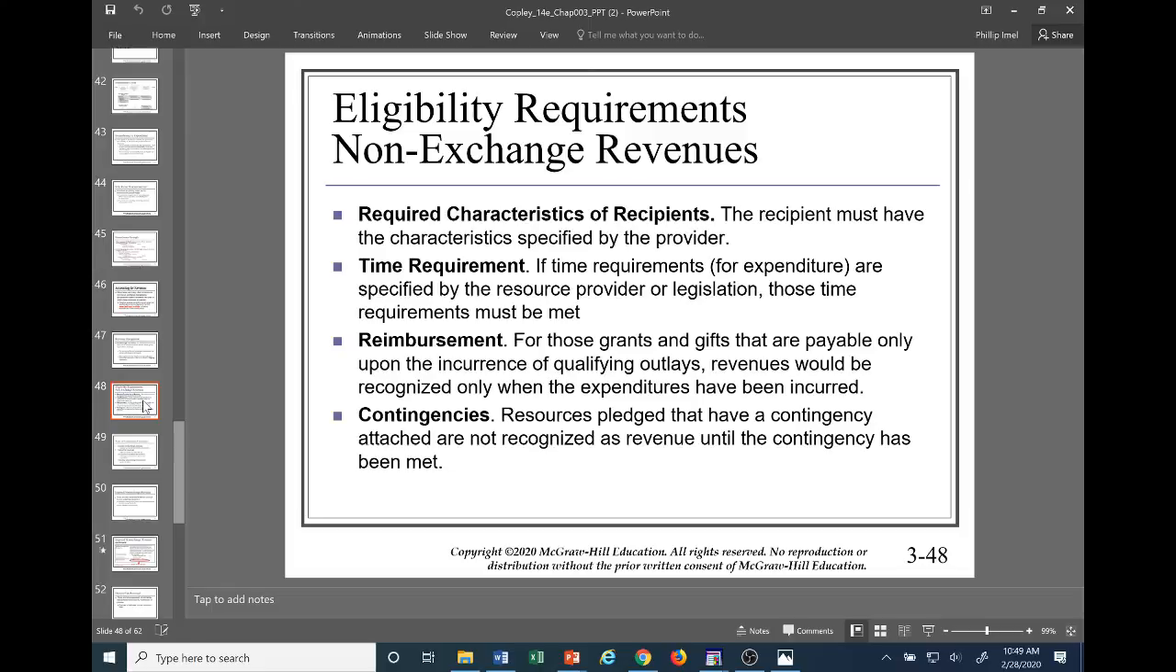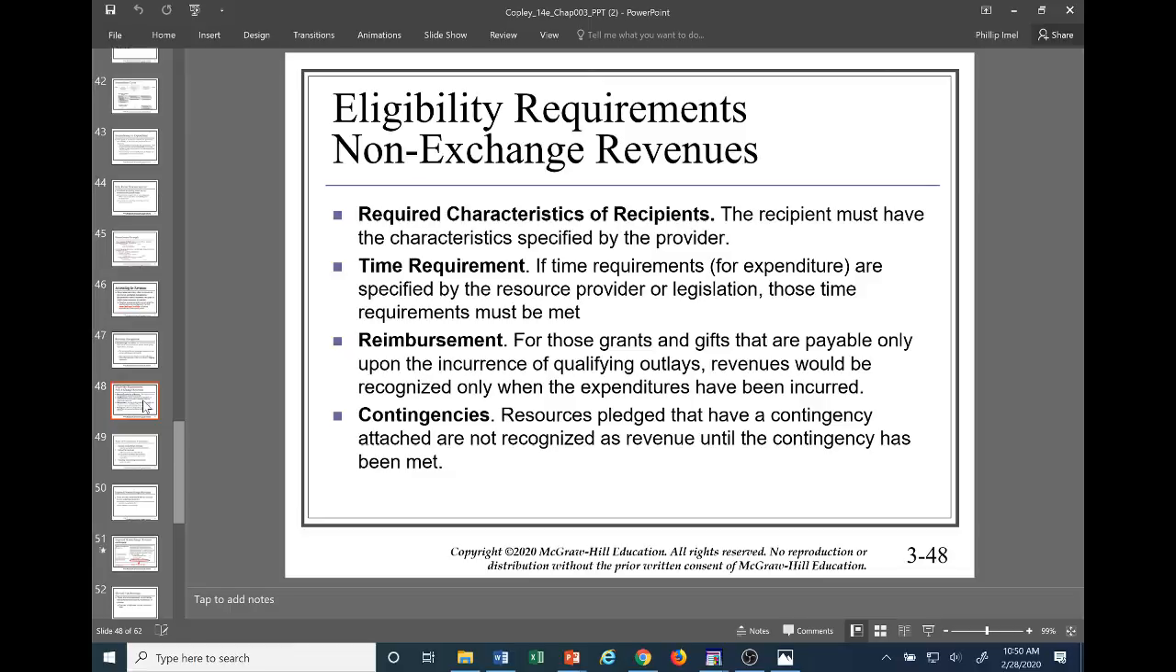this is where, say, there's a donor that's created a scholarship or something. You have to have characteristics, right? So required characteristics for the recipient. Remember, we went through that. If the donor says it has to be a minority of a certain age group, certain income level, whatever, that's the characteristic. So you have to meet those characteristics. Time requirement. They might donate the money and say, "Here's $100,000 during 2020, but you can't spend it till 2021." So that's the time requirement.